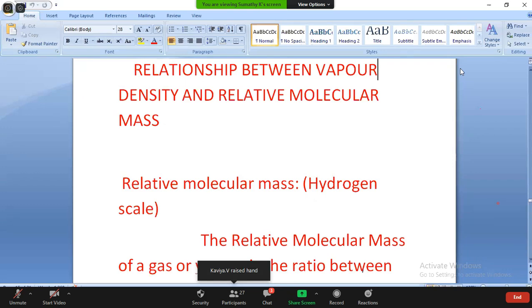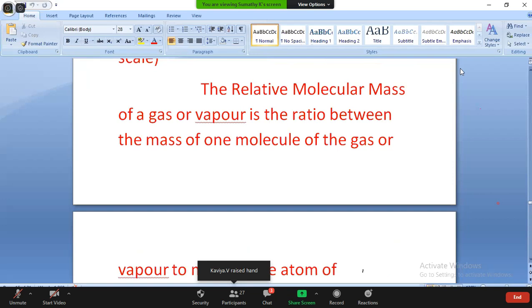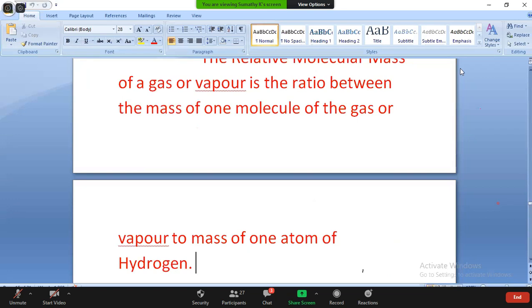The relative molecular mass of a gas or vapor is the ratio between the mass of one molecule of the gas or vapor to the mass of one atom of hydrogen. This is the relative molecular mass. That is equal to the mass of one molecule of gas divided by the mass of one atom of hydrogen. So this is represented as a ratio. Understand?